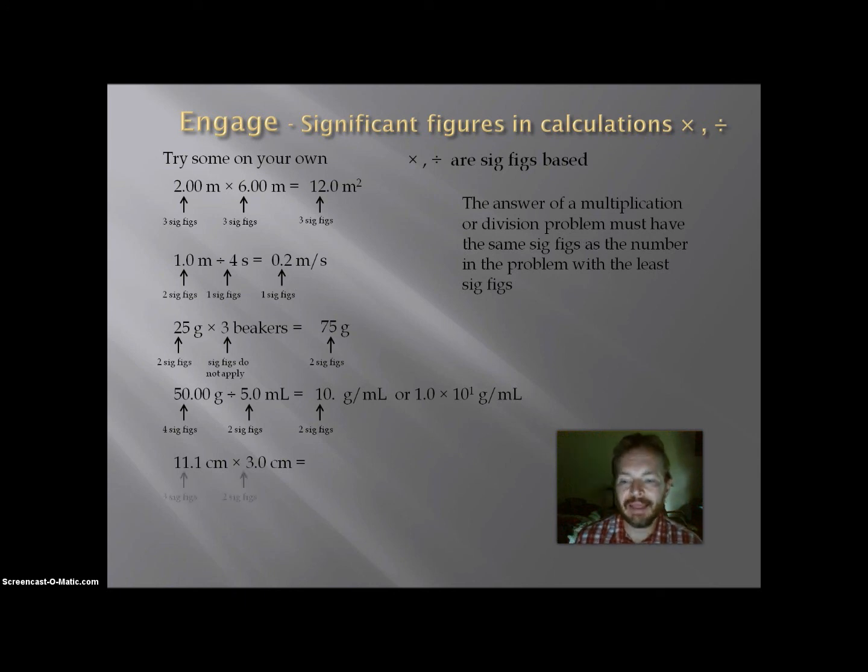In the last example, 11.1 centimeters has 3 significant figures. 3.0 centimeters has 2 significant figures. The smallest amount of sig figs in the problem is 2 sig figs, so I report my answer to 2 sig figs. As I round the answer, I would report my answer as 33 centimeters squared. This ends the module on significant figures in multiplication and division.